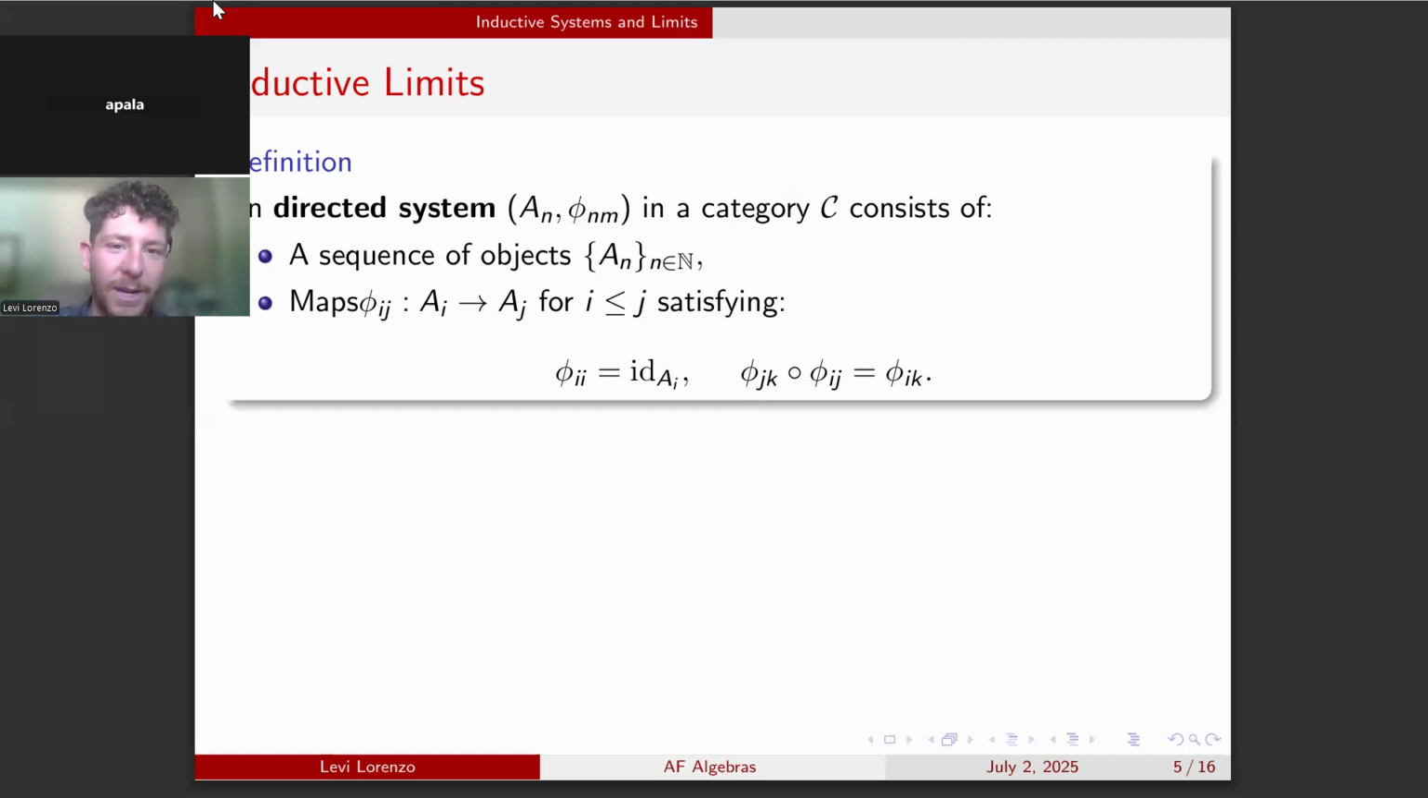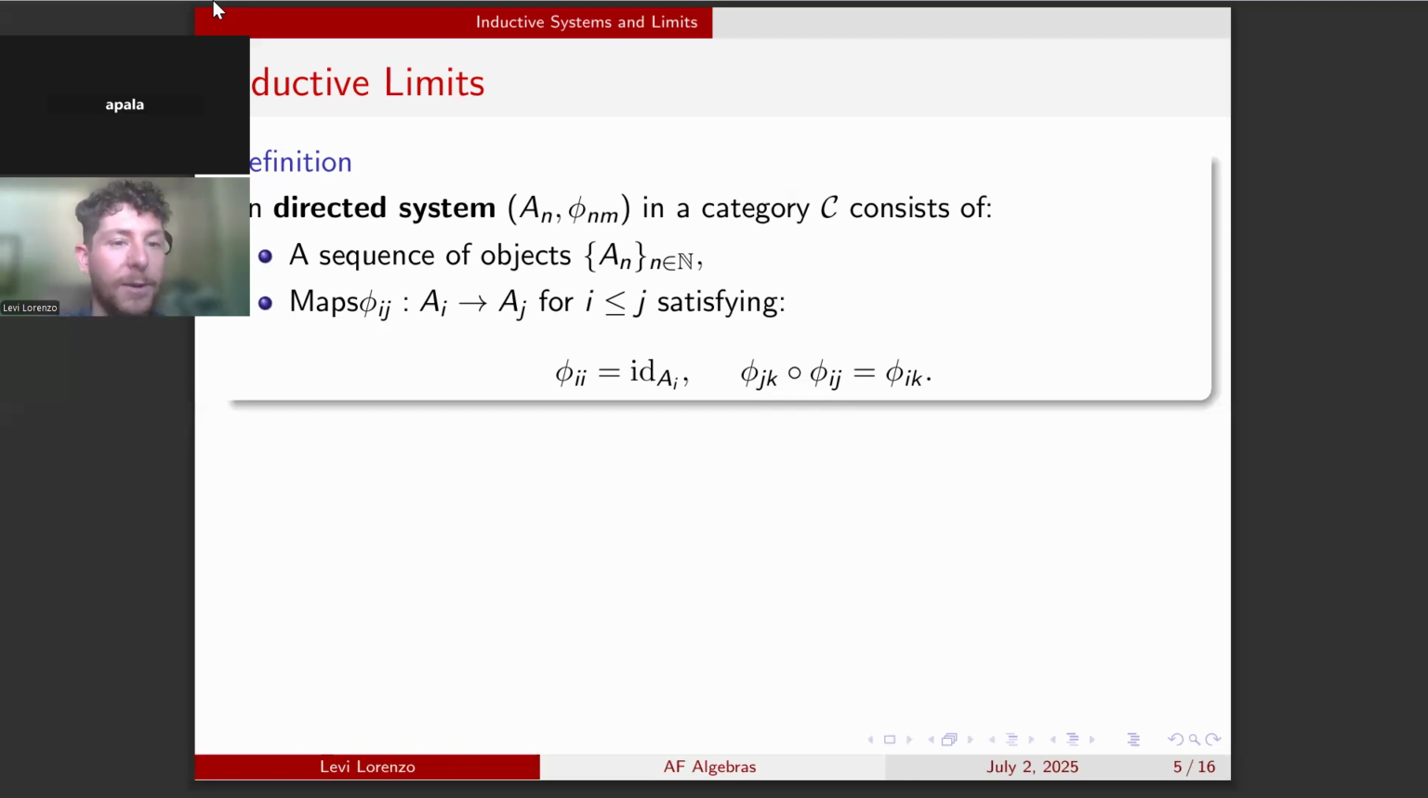You can think about inductive limits over directed sets that are not the natural numbers. But for our purposes, working with the natural numbers is what we need, and it simplifies things. If you want to get more fancy, then you can use directed sets that are not the natural numbers.